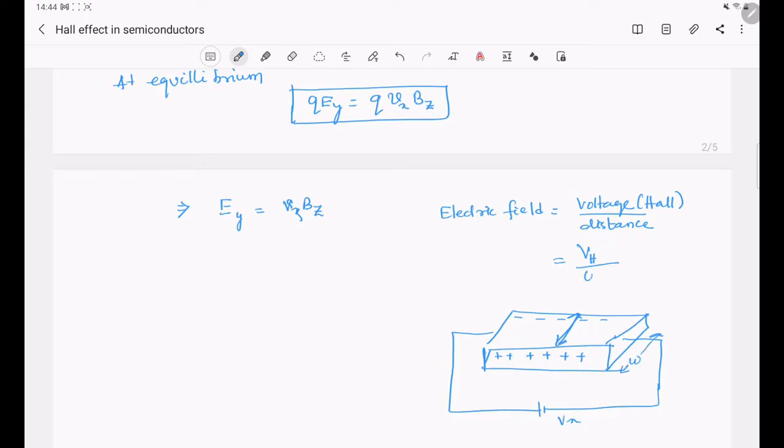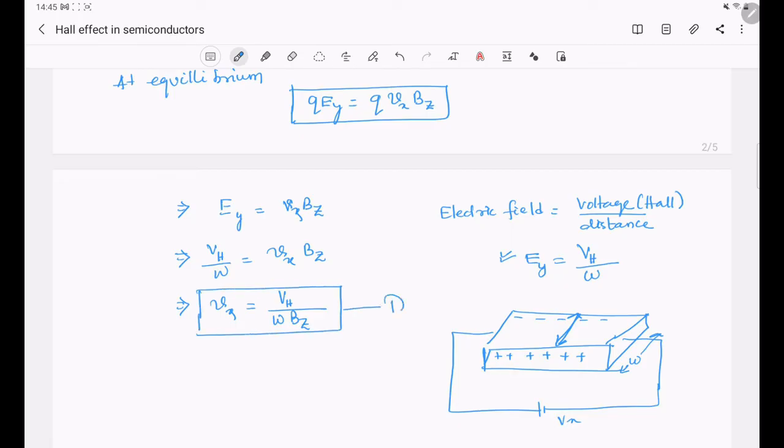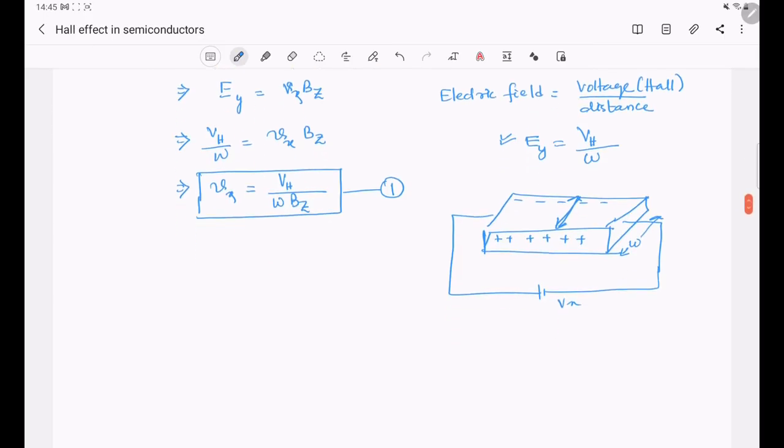So, in place of this distance we can write W. Now, let us replace this Ey in this equation. So, it will be VH by W is equal to Vx into Bz. What is the value of this velocity? This will be equal to VH divided by W into Bz. Now, consider this as equation 1. What is this velocity? This velocity is generated due to the externally applied voltage supply, isn't it? So, we can say this is the drift velocity.